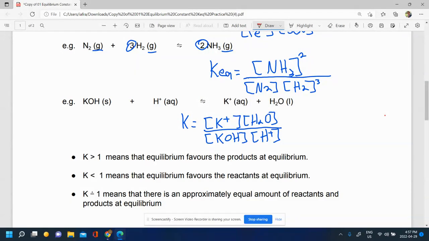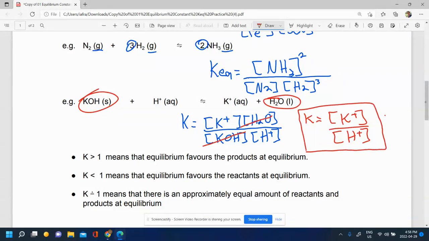Remember that you do not include solids and liquids. So I would actually not include the water and not include the potassium hydroxide since they're a liquid and a solid. So those should not be in there. A better answer would be K is equal to the K+ concentration over the H+ concentration. And this is our equilibrium expression. That's a big K, not a little k, K_EQ. The first version would be wrong because we've included the liquid and the solid.